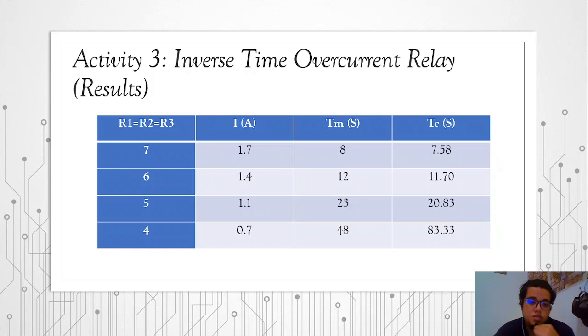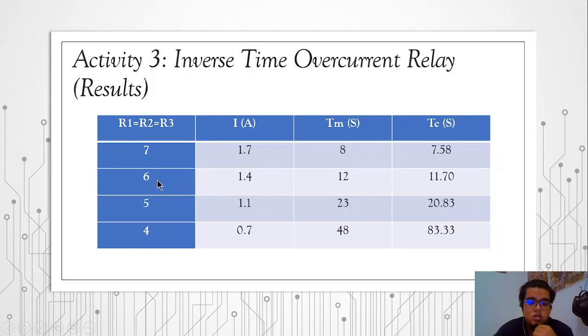So in this presentation, I will explain the result of activity 3, which is the inverse time over current relay. In this table, we can see there are different values of load, which are 7, 6, 5, and 4. Okay, when we set the load to 7, the current that we get is 1.7 ampere. The timer is 8 seconds.